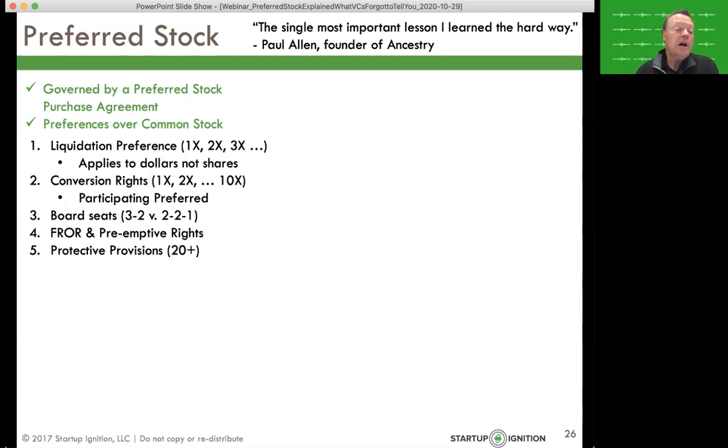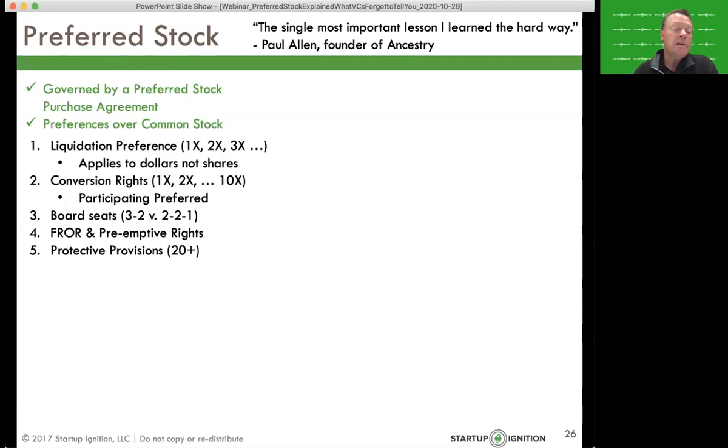The fifth one to talk about is called protective provisions. This is about a 4-page section, even when the print is small, in a preferred stock purchase agreement, one paragraph with about 20 different preferences in it. And these are preferences like the management team may not give themselves a raise greater than 3% in any 1 year. The management team may not encumber the company with greater than $10,000 of debt without the approval of a majority of the preferred shareholders.